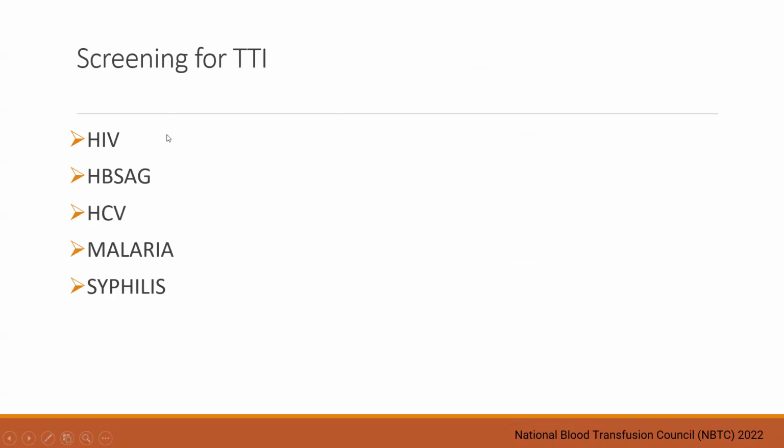When there is a routine donation, a voluntary donation or replacement donation, we do these tests after collecting the blood. But when there is an SDP procedure, the kit is very costly. The kit itself costs around 7,000, and what we charge is around 11,000. So for SDP procedure, we do all these tests before the procedure, but for routine donation, we do them only after collecting the blood.